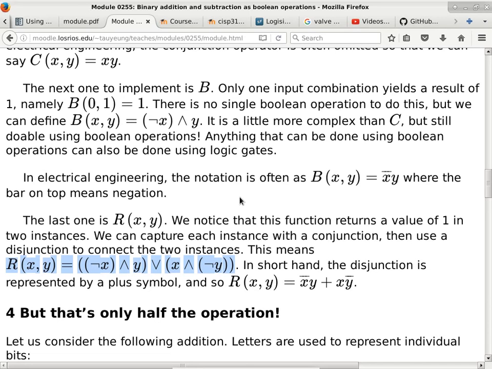But the bottom line is, this is the how. This is really low level. This is the nitty-gritty detail. This is the how. But when we take a step back, it means that we can now convert arithmetic rules into operations only involving Boolean operators.